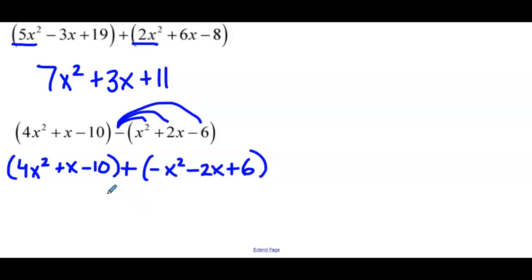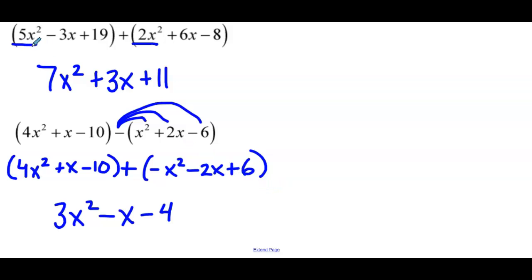Now, we do the same thing that we did in the example above. So we have variable x raised to the power 2, so we look for other terms that have x raised to the second power. So we have 4x squared and negative x squared. Combining those two gives us 3x squared plus x, and then minus 2x is going to be minus x, and then a constant term of negative 10 and a constant term of plus 6 is going to combine and give us minus 4. And there we have the difference of the two original trinomials.